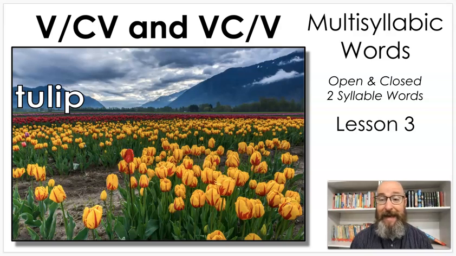Today we're going to be looking at lesson number 3 of VCV Multisyllabic words, which are two-syllable words with both open and closed syllables. I do want to point out that I did write VCV two different ways because when you're breaking apart multisyllabic words with the VCV pattern, the break might be after the vowel, making an open syllable, or it might be after the consonant, making a closed syllable.